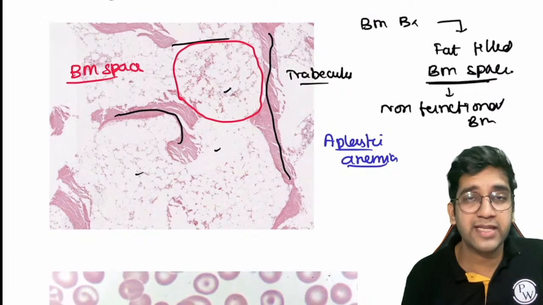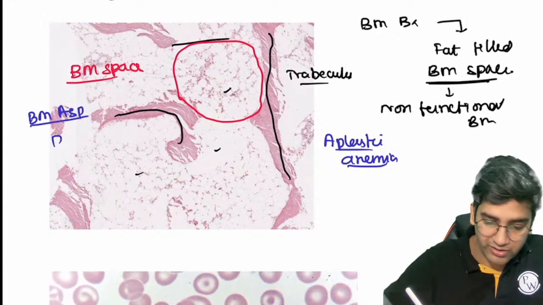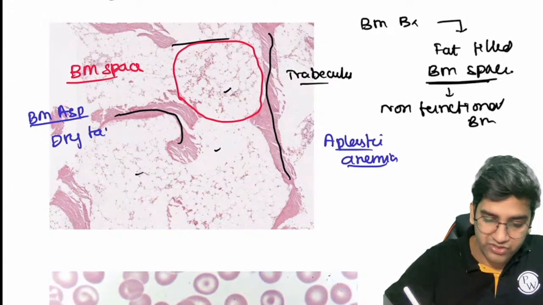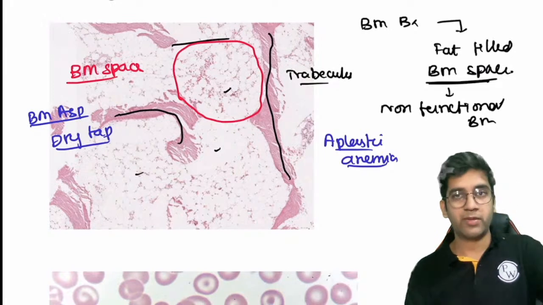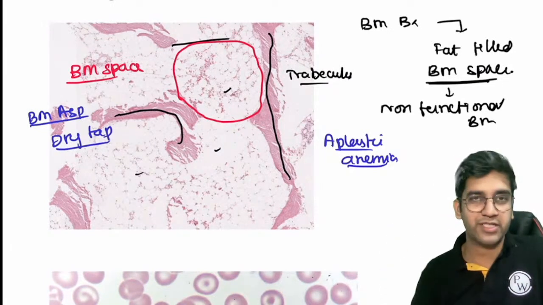That's why in case of an aplastic anemia, that also is an MCQ, bone marrow aspirate will have something called a dry tap, right? That's diagnostic of it. Bone marrow aspirate will have a dry tap. That's also diagnostic of an aplastic anemia, right? This is in short about aplastic anemia.